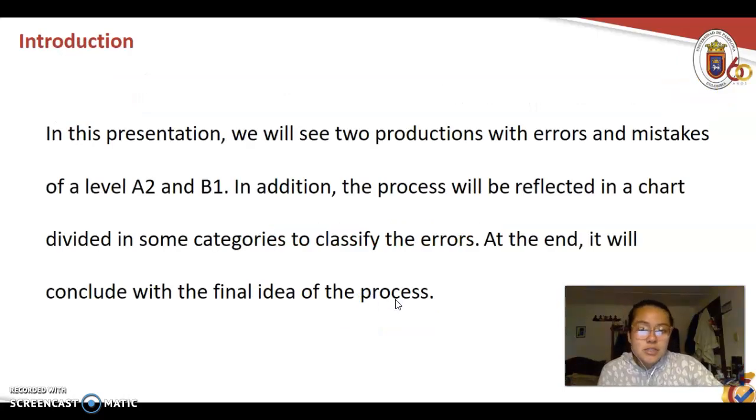In this presentation we will see two productions with errors and mistakes of a level A2 and B1. In addition, the process will be reflected in a chart divided in some categories to classify the errors. At the end, it will conclude with the final idea of the process. So we will see each process that I did for every chart and every production.